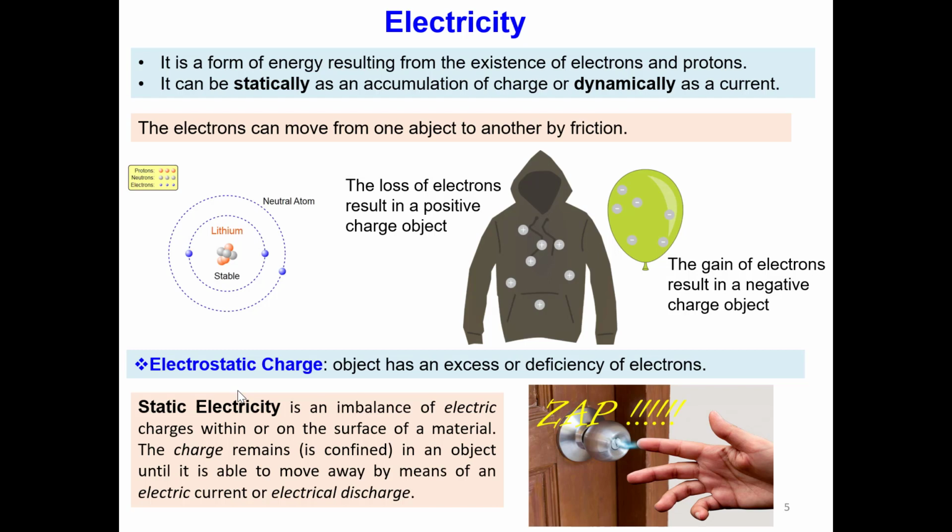How can the charge move away? By electric current or by electric discharge. This is why when our body is charged and we touch the doorknob, we feel a shock, because our body is discharged.